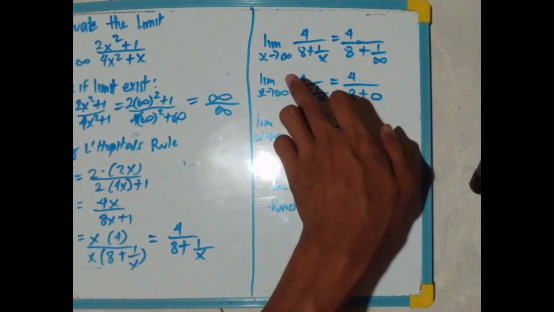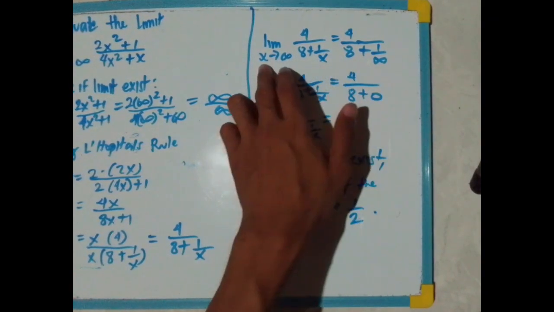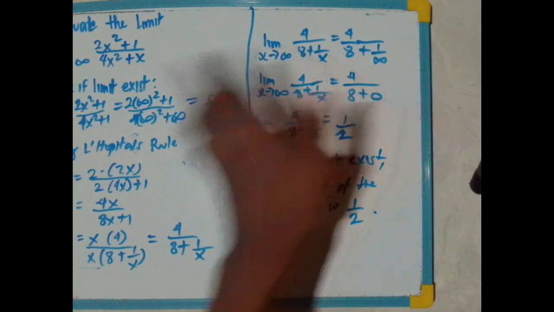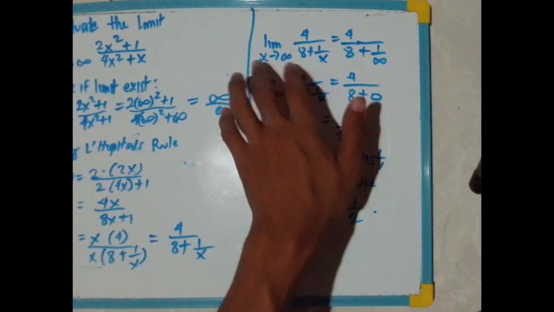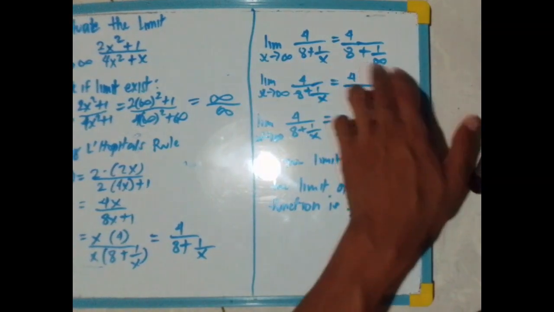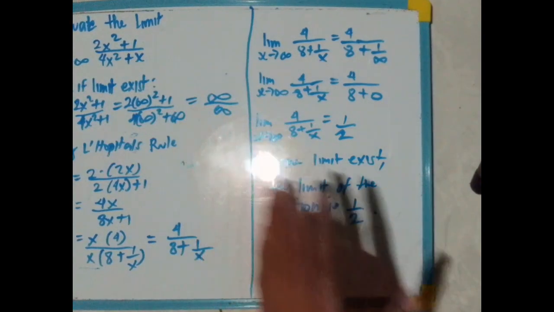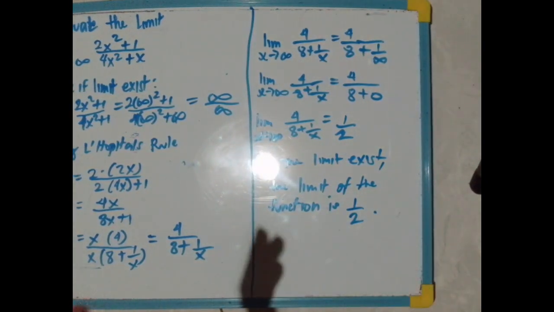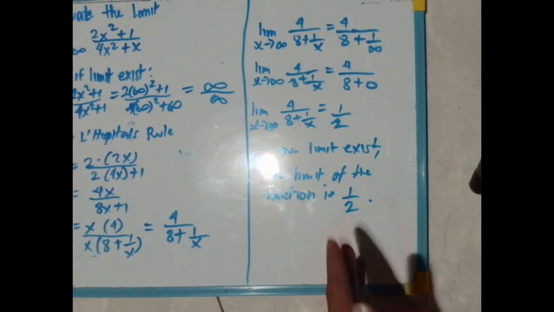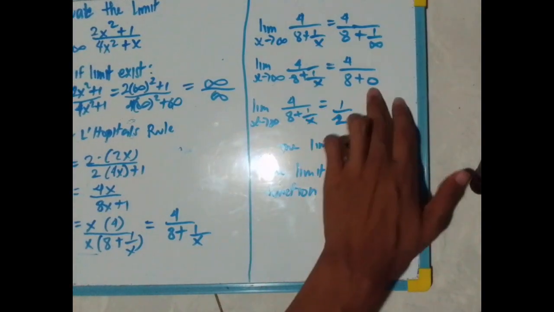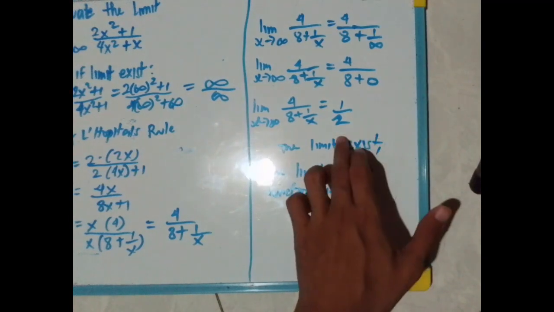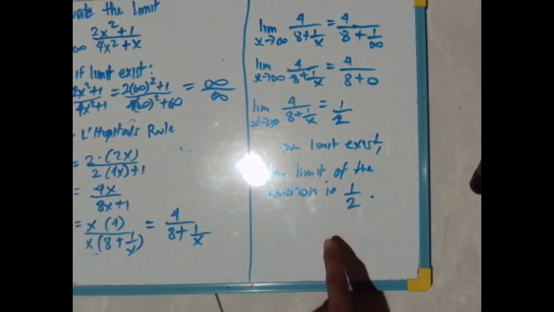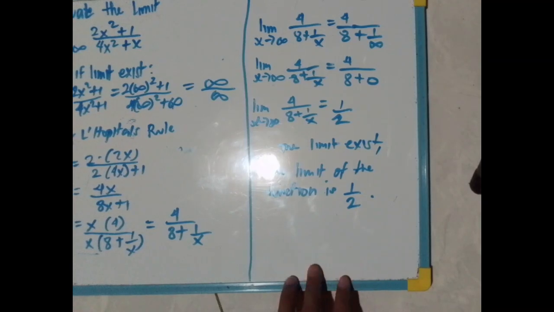So we have the limit of 4 over 8 plus 1 over x as x approaches infinity, which is equal to direct substitution. So we have 4 over 8 plus 1 over the value of x, or the infinity, we're going to substitute, so 1 over infinity. And as we all know, 1 over infinity is going to 0. So the limit of 1 over infinity is 0, so we can write this as 0. So we have 4 over 8 plus 0, and 4 all over 8 is 1/2. So the limit exists, and the limit of the function is 1/2.